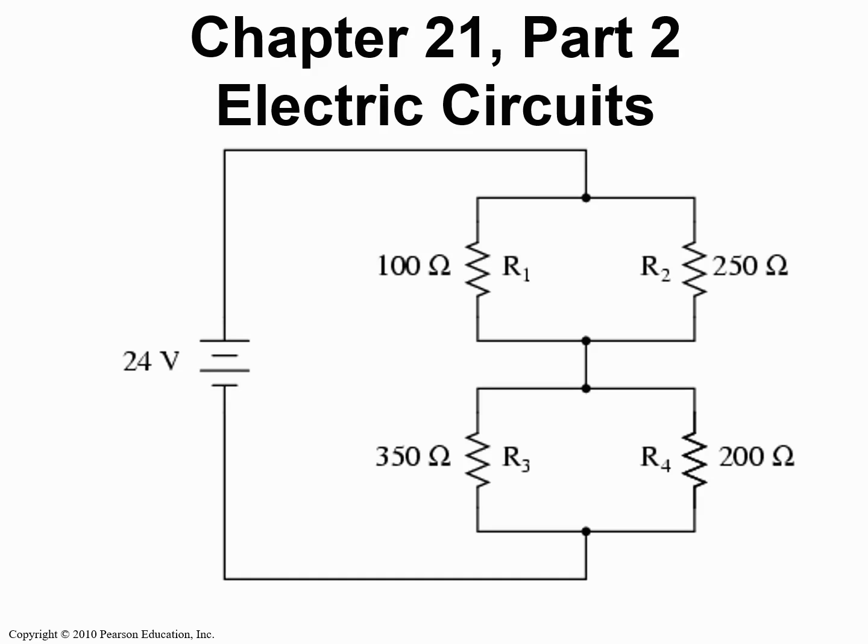This is Chapter 21, Part 2, Electric Circuits. We're going to learn about series and parallel circuits, and we'll learn about the different advantages and disadvantages that each one has. In this first diagram, we can see there's a battery, a 24-volt battery, and it's connected in parallel to 4 resistors. Now, we'll learn what that means, and we'll learn what the effects are in this video.